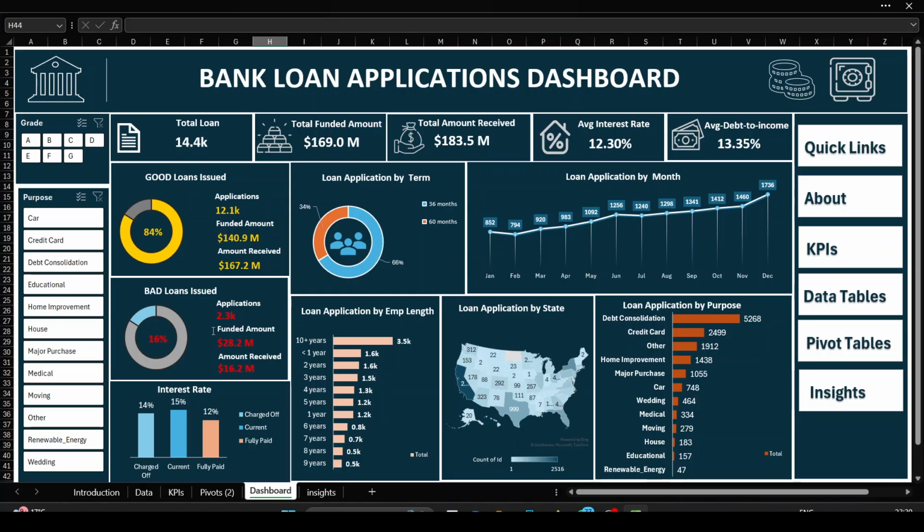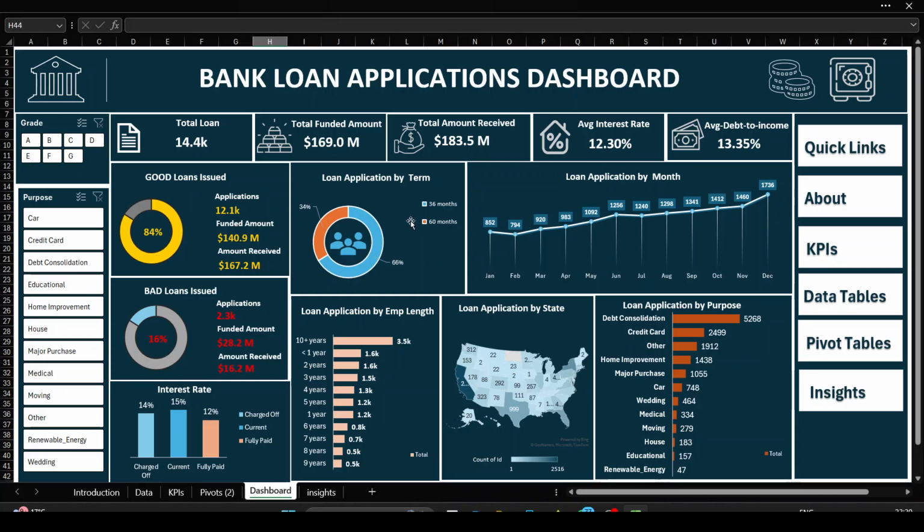In the bad loan, the funded amount was $28.2 million and the amount which we received was $16.2 million. Now let us look towards the interest rate, where 12% of people have fully paid the loan, 15% of people are still currently paying the loan, and 14% of people are already charged off.